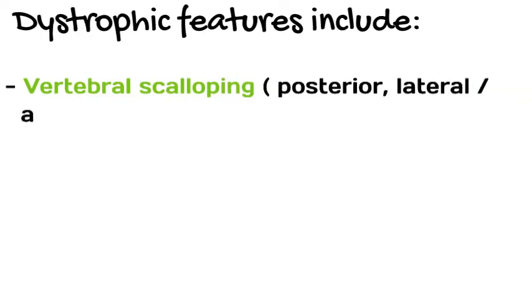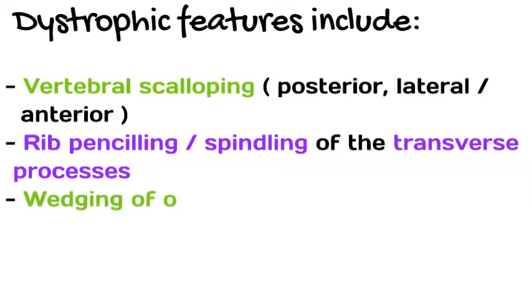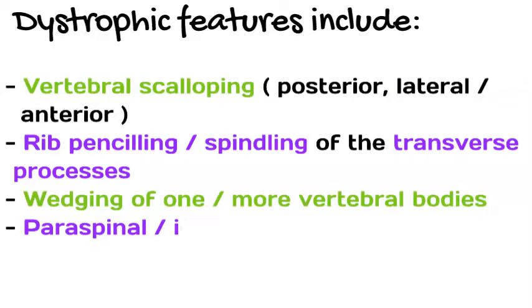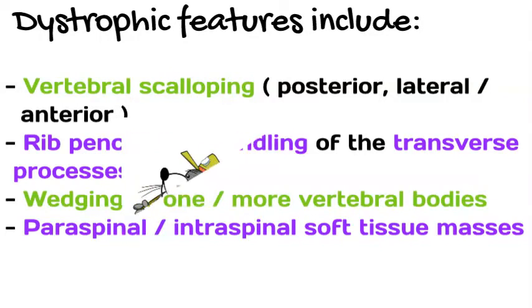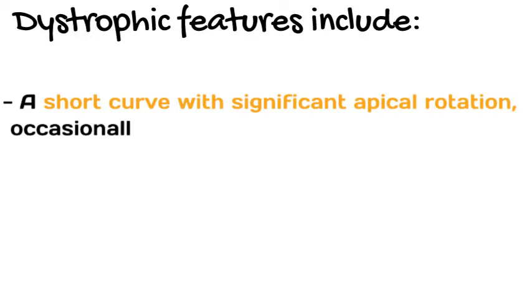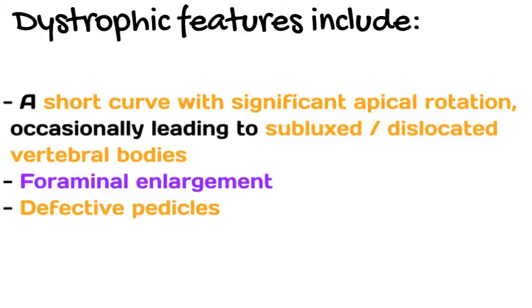The dystrophic features include vertebral scalloping, either posterior, lateral or anterior, rib penciling or spindling of the transverse process, wedging of one or more vertebral bodies, paraspinal or intraspinal soft tissue mass. A short curve with significant apical rotation occasionally leading to subluxed or dislocated vertebral bodies. Foraminal enlargement and defective pedicles.